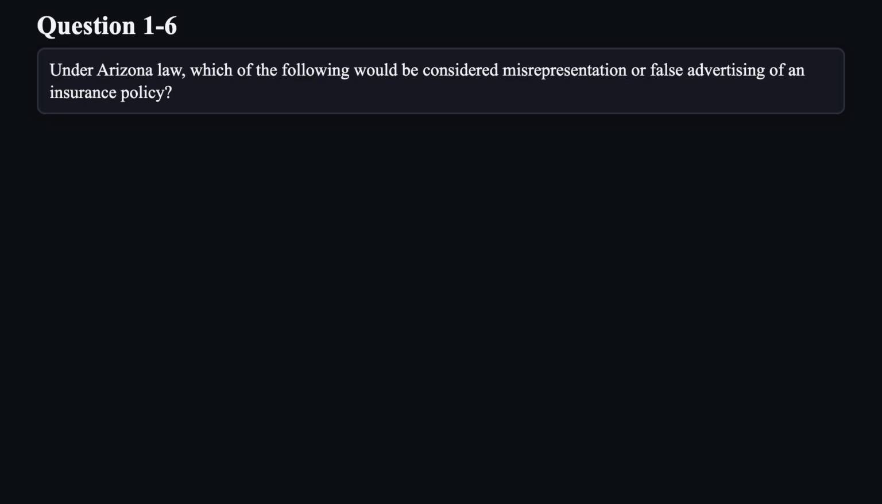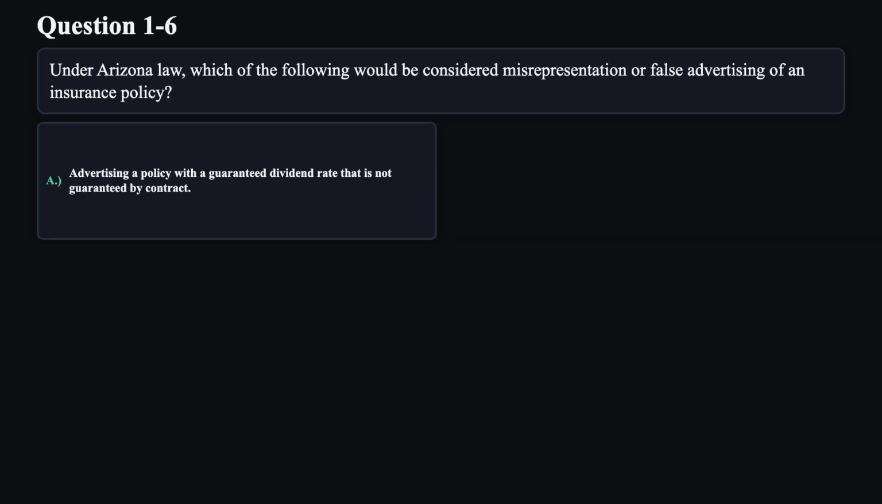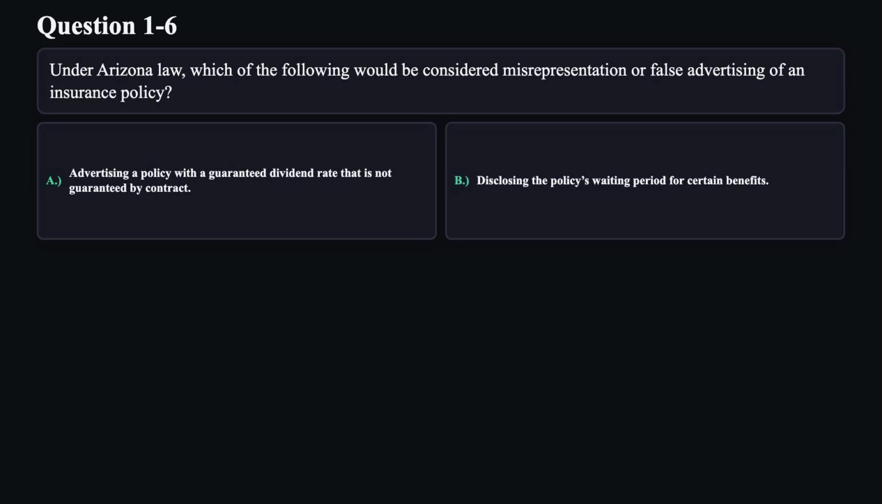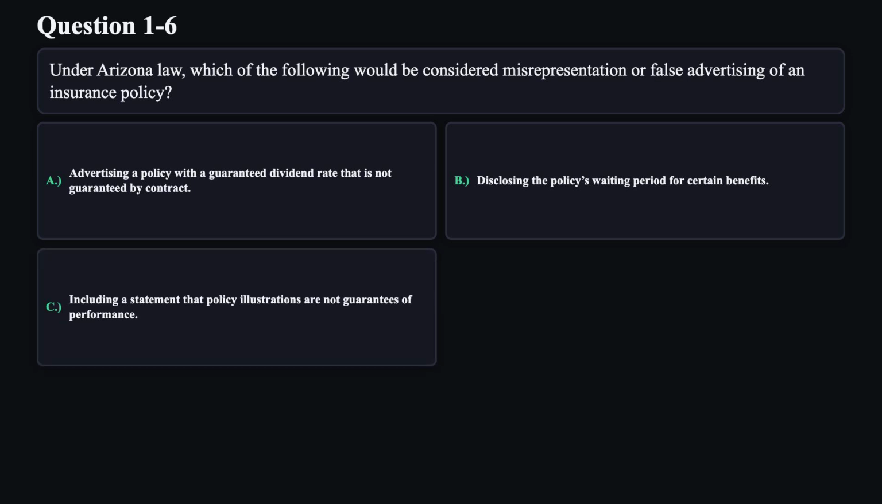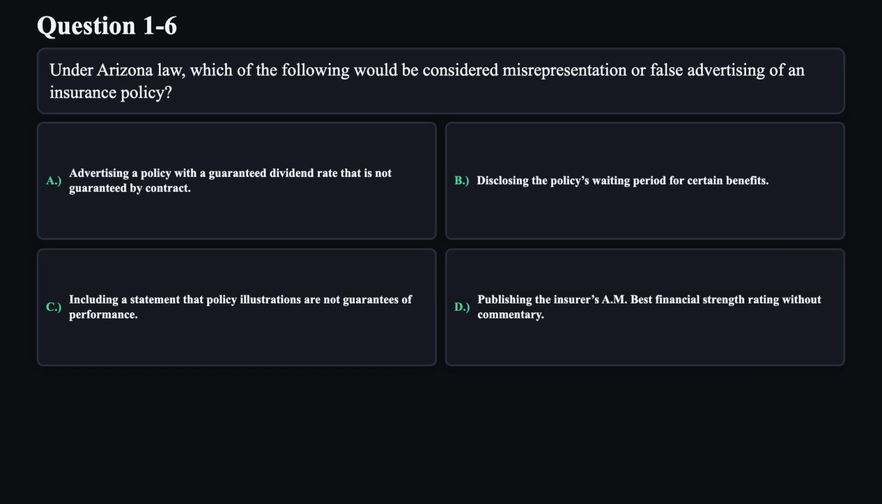Question 6. Under Arizona law, which of the following would be considered misrepresentation or false advertising of an insurance policy? A. Advertising a policy with a guaranteed dividend rate that is not guaranteed by contract. B. Disclosing the policy's waiting period for certain benefits. C. Including a statement that policy illustrations are not guarantees of performance. D. Publishing the insurer's AM Best financial strength rating without commentary.